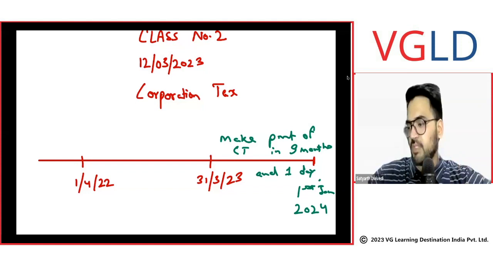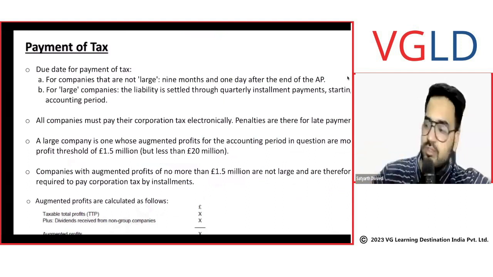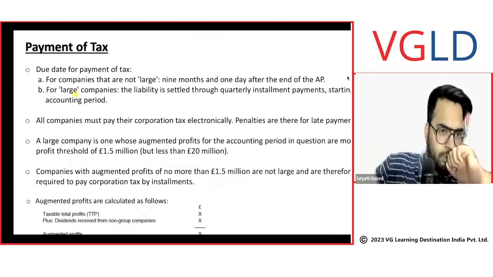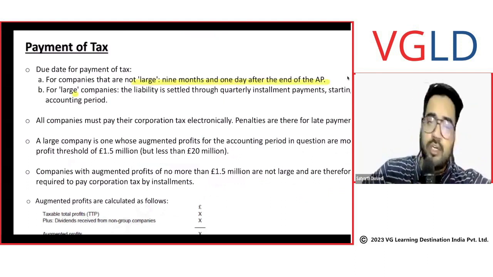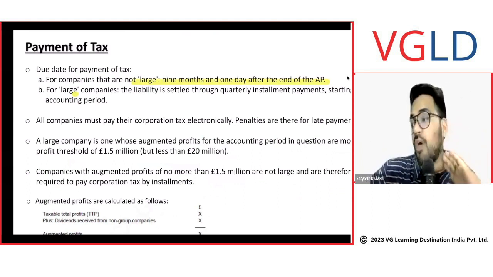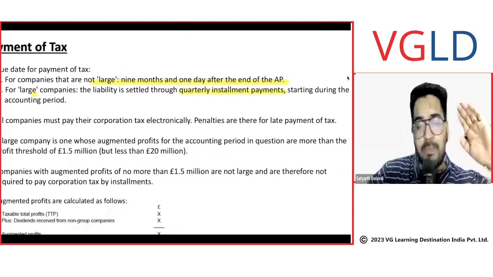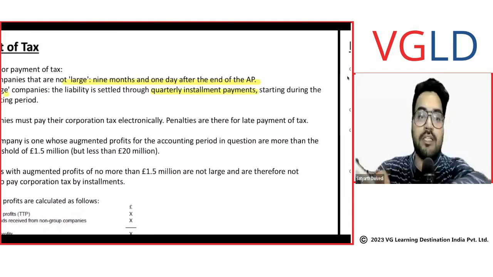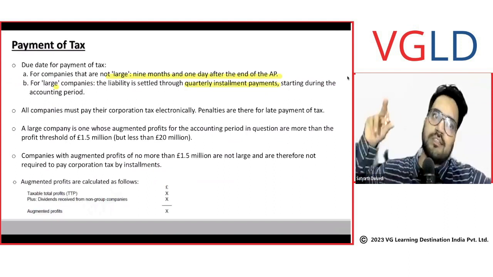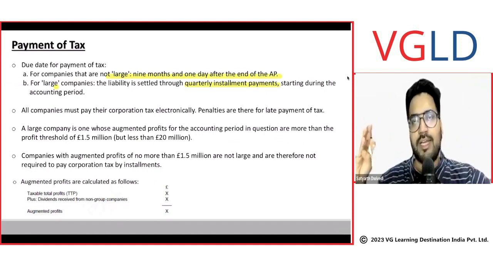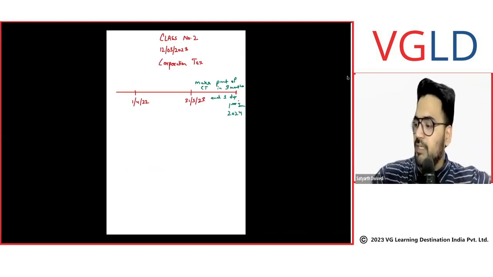Very good. Next is payment of tax. So let's read also. It's very important. So what is the due date for companies that are not large? 9 months and 1 day after the end of AP. But for large companies, they have a quarterly installment payment, and I'll tell you how that is done, right? And the payment will start during the accounting period. So it will be 7th month, 10, 13 and 16th. 7, 10, 13 and 16 months, right? So that will be the installment for large companies.